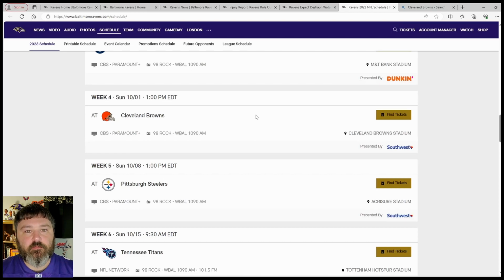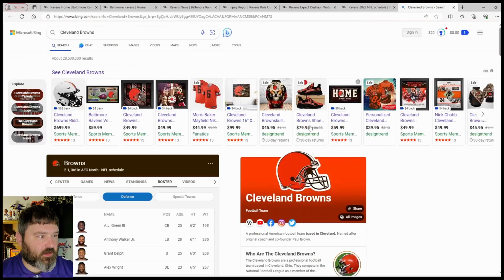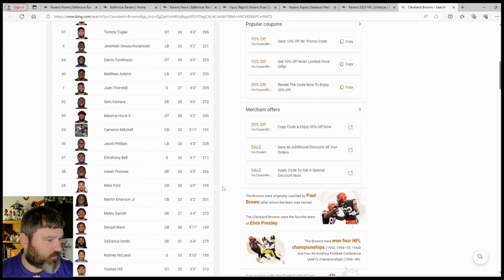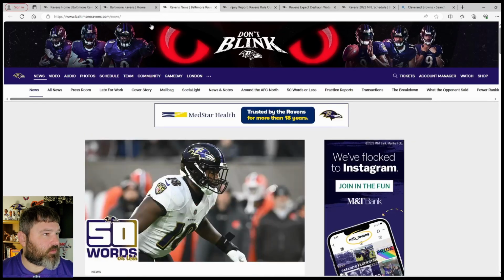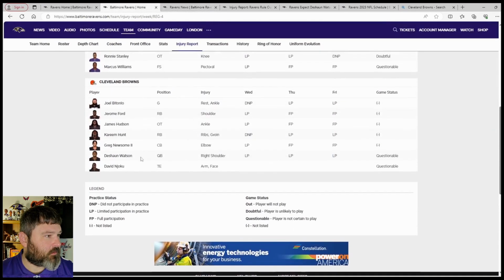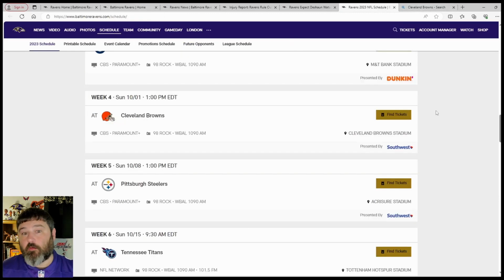It's going to be huge for who's going to win this game. Cleveland offense is much improved, especially with Deshaun Watson. Njoku is the tight end, right? He was on there somewhere. Oh, he was on the injury report. What was his status? Njoku, arm, face, questionable. Okay. I have no idea. Big target for Deshaun Watson.